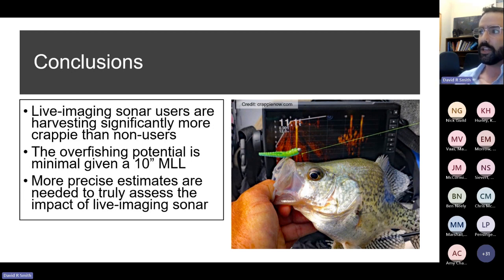We simply observed that users were harvesting more fish than non-users, but we don't know if those users were always harvesting fish at those rates without understanding how their fishing has changed relative to live imaging sonar. And ultimately, we don't know what fishing mortality is on any of these reservoirs. So to truly understand whether overfishing potential exists on a fishery, we're really going to have to get precise reservoir-specific estimates of exploitation, and that's typically done through tagging studies.